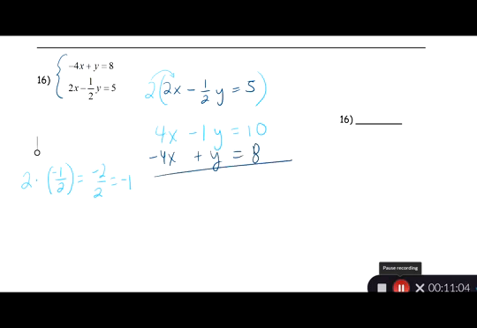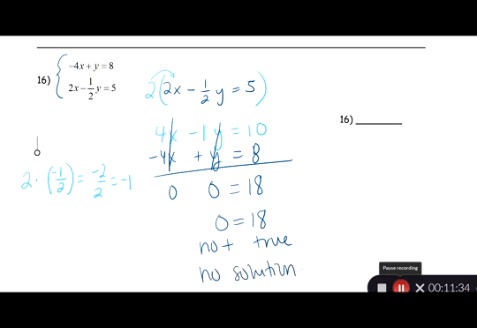Now I add. 4x minus 4x gives me 0, and negative 1y plus y gives me 0. Then I have 10 plus 8, which gives me 18. And I end with 0 equals 18. Hopefully you say, whoa, this doesn't make sense, because 0 doesn't equal 18. We would say this is not true. 0 does not equal 18. So the answer is no solution.